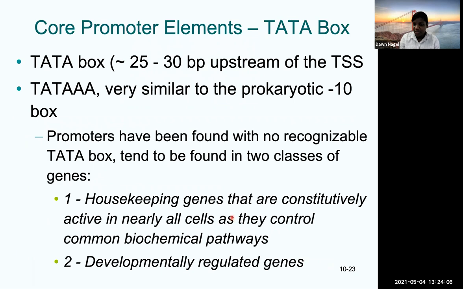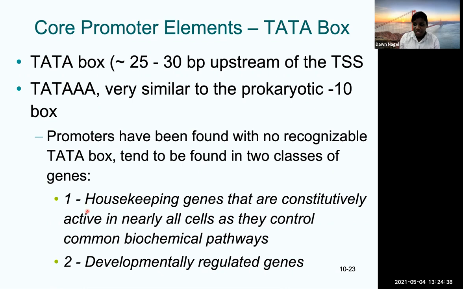Unlike bacteria, where you had the TATA box being present at a -10 location, in eukaryotes, these class 2 promoters have a TATA box that's -25 to 30 base pairs upstream of the transcription start site. And you have many promoters that are found without this TATA box present, but they have the other elements within the core promoter.